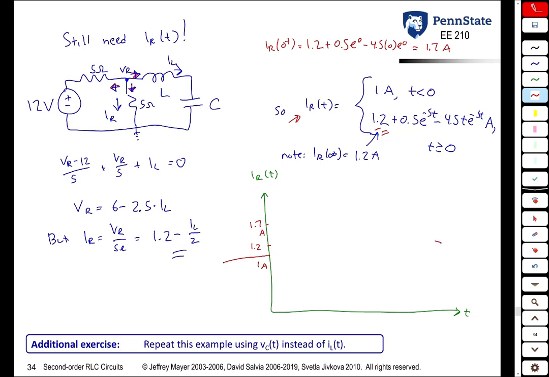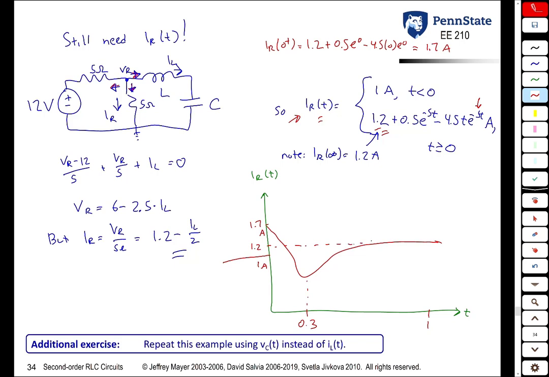How long is it going to take to do that? Well, the time constant looks like it's 1/5 of a second, so it's going to take about 1 second. And what's going to happen in between? It's actually going to go down and then migrate back up to 1.2. And this point happens about 0.3 seconds. You could find out exactly where it happened by taking the derivative of IR of t and setting it equal to 0.